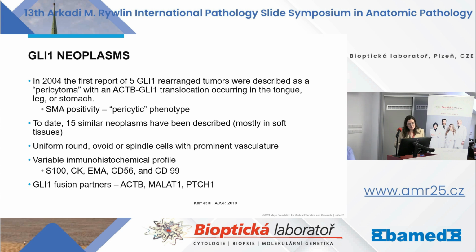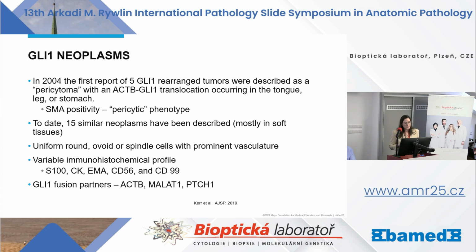So GLI1 neoplasms were first described in 2004. This was a series of 5 GLI1-rearranged tumors that were described as pericytoma with ACTB-GLI1 translocation. They occurred in the tongue, leg, and stomach. Because they had SMA positivity, they were considered to have a pericytic phenotype. To date, about 15 similar neoplasms have been described, mostly in the soft tissues, but they have a pretty similar appearance to the tumor I presented.